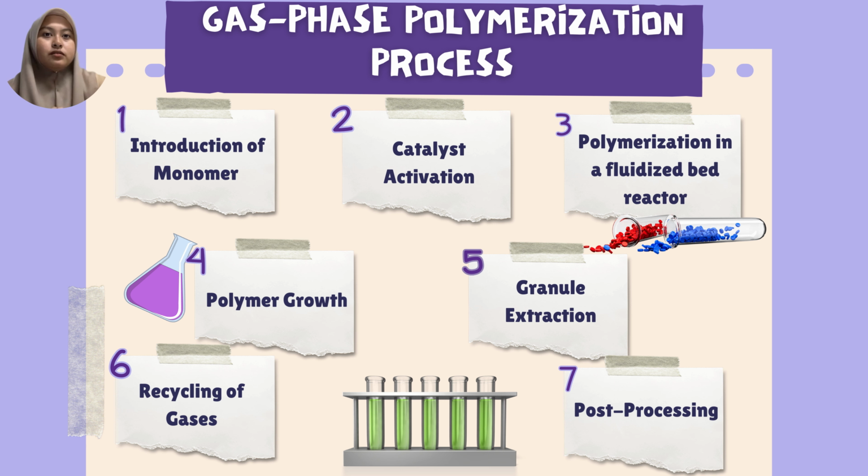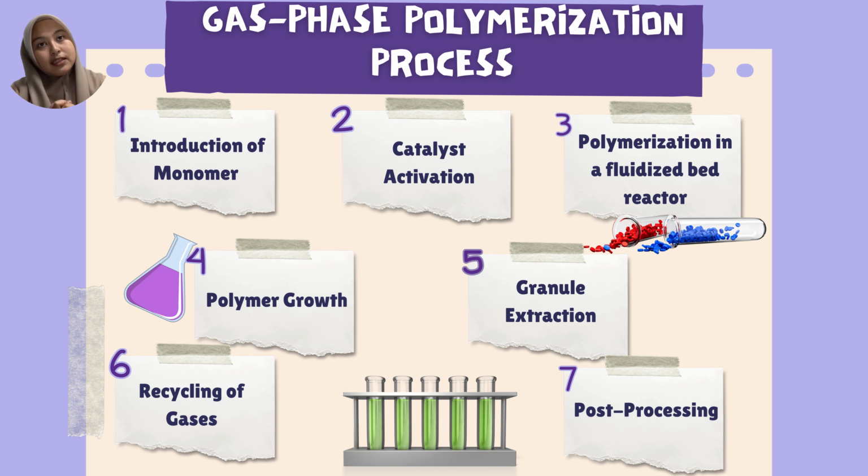Next, granule extraction. Once the polymer granules reach the desired size, they are removed from the reactor. Fresh monomers and catalysts are continuously fed into the system, maintaining steady production. Next, recycling of gases. Unreacted monomers are separated, purified, and recycled back into the reactor. This minimizes waste and enhances process efficiency.